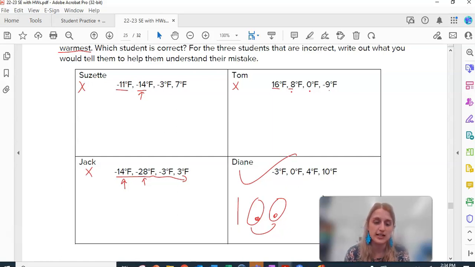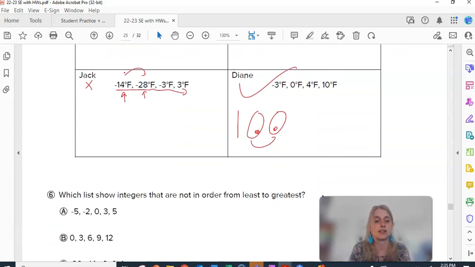So let's see. You can point out that these 2 people put numbers in the wrong order. Maybe you want to explain to them how numbers that look like they're more negative are actually smaller. Tom actually has a different thing that's wrong with his. See if you can figure out what's wrong with Tom's, because Tom understands how to order numbers. He just didn't read the directions. So I expect a sentence for each of Suzette, Tom, and Jack explaining why they're wrong. Diane does not need a sentence explaining why she's right. You can just give her the smiley face or the check or something like that.